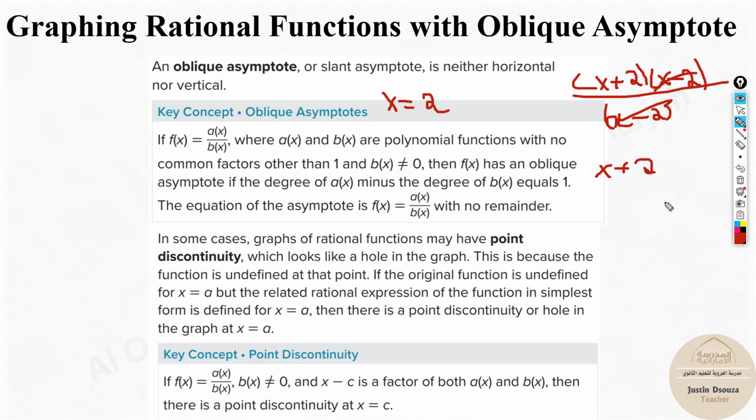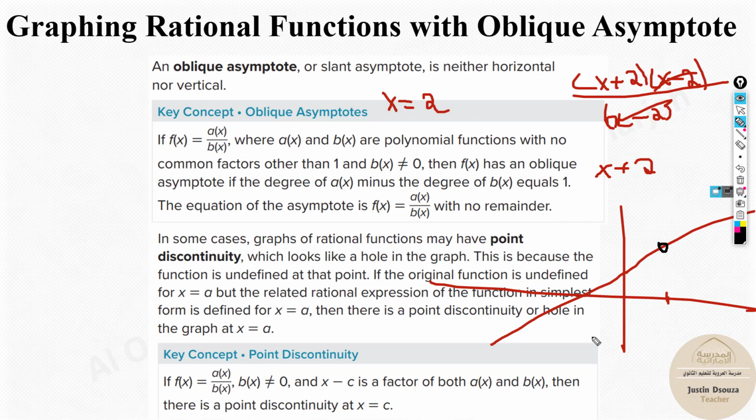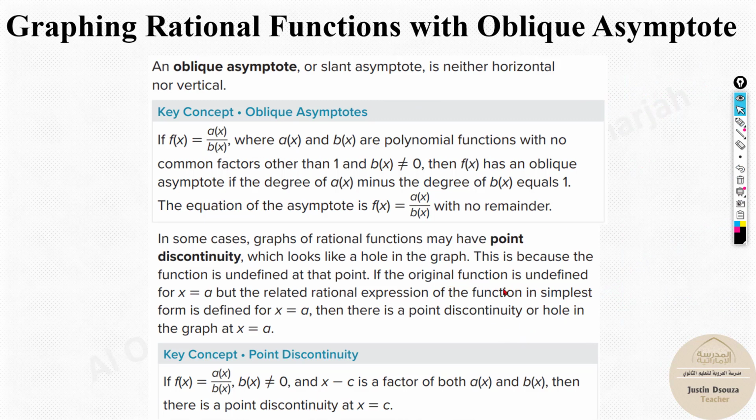So the graph is the simplified function's graph, right? If I graph this out, x plus 2, it will be something like this. But we know that this function initially was undefined at 2. So where is 2? Somewhere over here. We just put a hole over here. Why? Because this function is valid everywhere except this particular undefined value. So this is called point discontinuity. We will look into both of these types of problems.